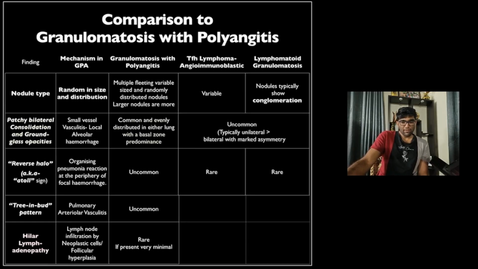The reverse halo sign and the tree and bud findings are uncommon in GPA, whereas they are actually extremely rare in lymphomas. What you actually do get is a lymphangitic spread. If that is present, that is naturally not going to occur in GPA. Finally, hilar lymphadenopathy is very unusual in granulomatosis polyangiitis, but is very common in lymphomas and lymphomatoid granulomatosis.